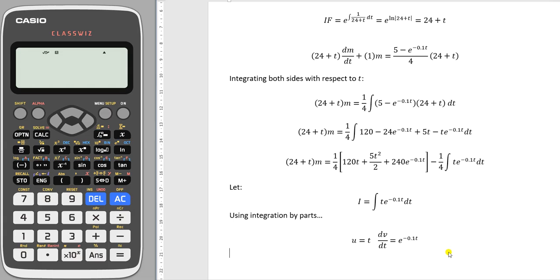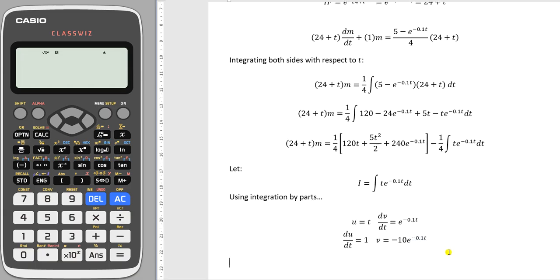That's going to give us du by dt equals 1. And v, the integral of this, remember, we'll still get e to the minus 0.1t, but we need to divide by the derivative of minus 0.1t. So that gives us minus 10. That means that the integral that I've already helpfully labeled I up here is going to be equal to uv minus the integral of v du by dx, or in this case, v du by dt. So uv is minus 10t e to the minus 0.1t.